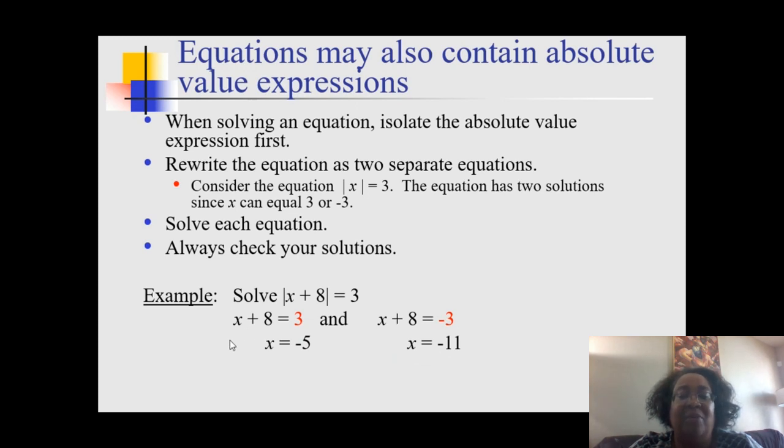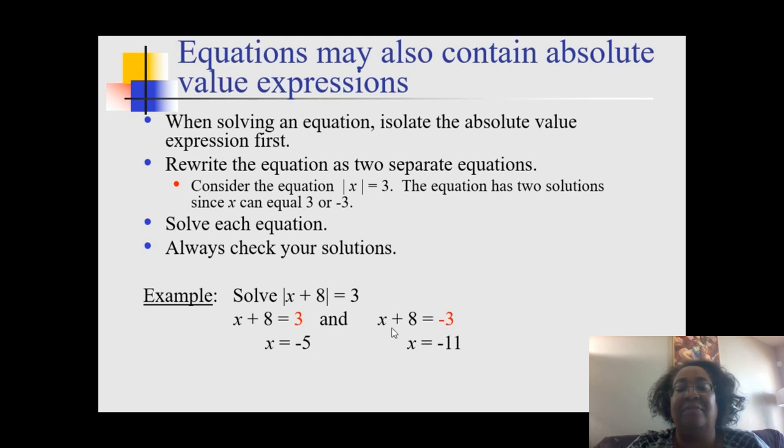And let's just review how we did that. To get the x by itself and isolate it, you're going to subtract 8 from both sides. So 8 minus 8 is 0. That leaves you just with an x on this side, which is what you want. You want it isolated. And then 3 minus 8 gives you negative 5. So you're going to get x is equal to negative 5 as your first solution.